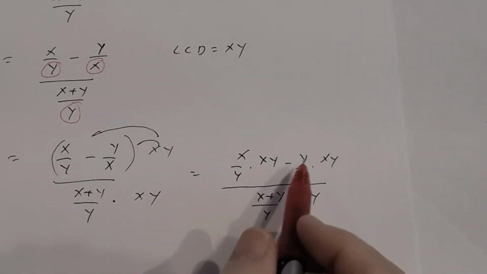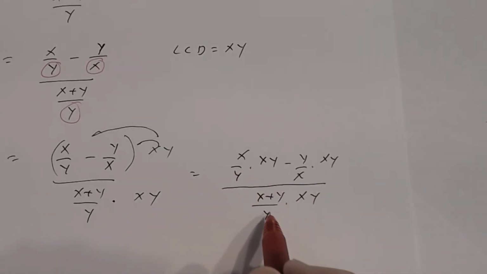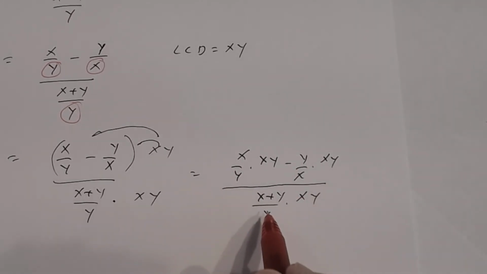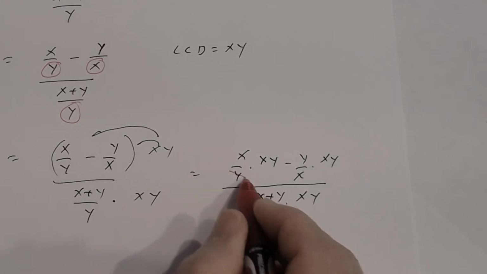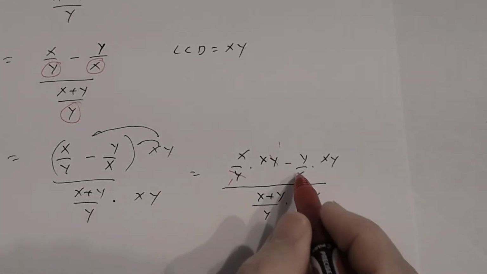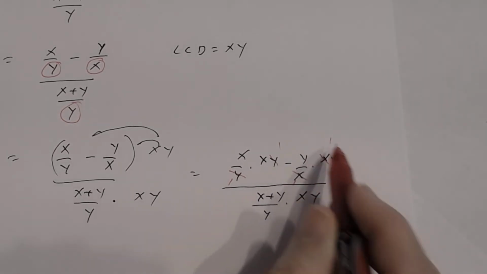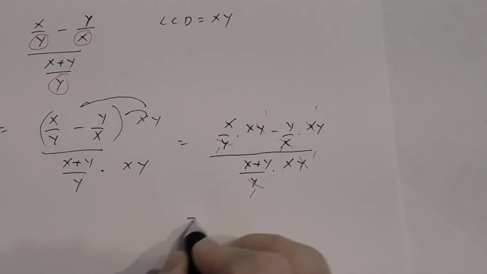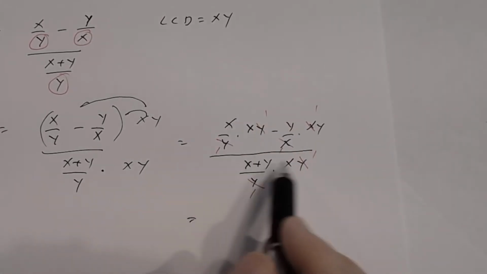So the whole point of multiplying every term by the LCD is to get these denominators to be a factor of 1. That's the whole point. So y divided by y is 1, y divided by y is 1. X divided by x is 1, x divided by x is 1. Y divided by y is 1, y divided by y is 1. So I've reduced. So now we're almost done. Now the next step is to simplify this as much as possible.